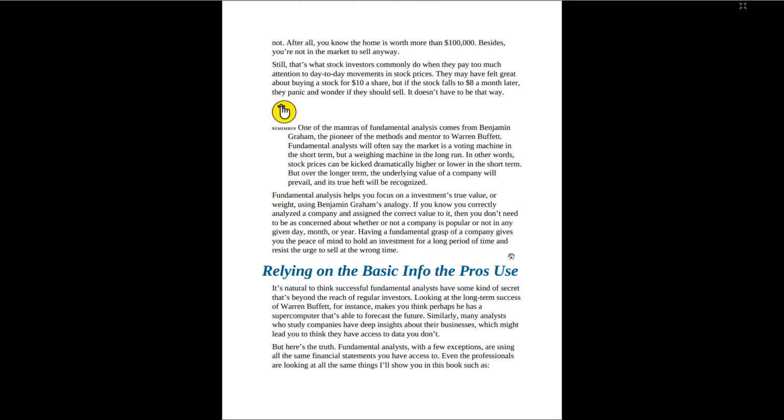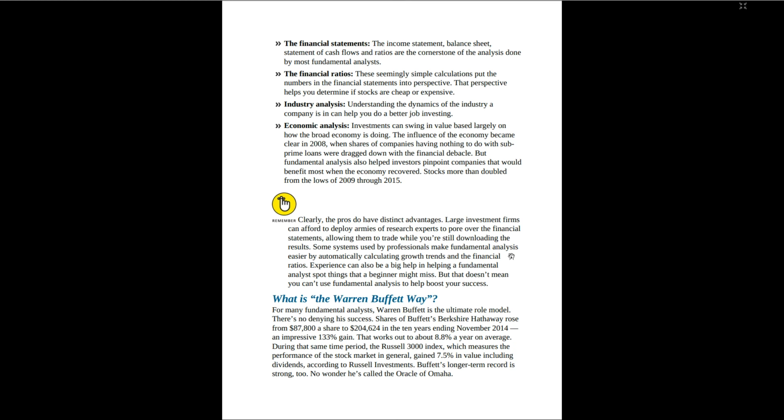But here is the truth. Fundamental analysts, with a few exceptions, are using all the same financial statements you have access to. Even the professionals are looking at all the same things I will show you in this book, such as, first, the financial statements. The income statement, balance sheet, statement of cash flows, and ratios are cornerstones of analysis done by most fundamental analysts. Second, the financial ratios. These seemingly simple calculations put the numbers in the financial statements into perspective. That perspective helps you determine if stocks are cheap or expensive. Third, industry analysis.